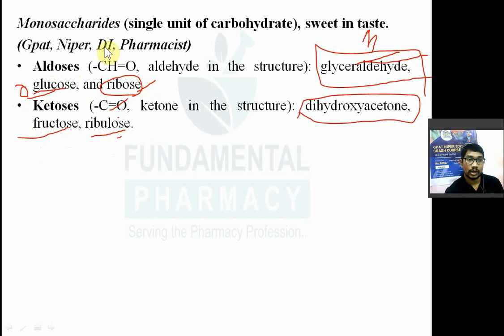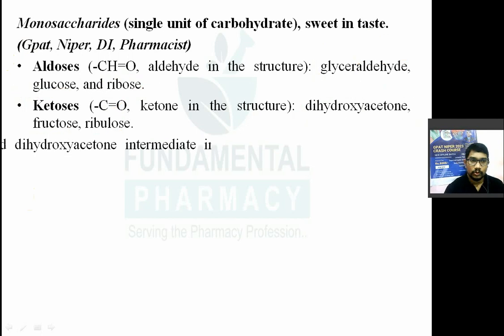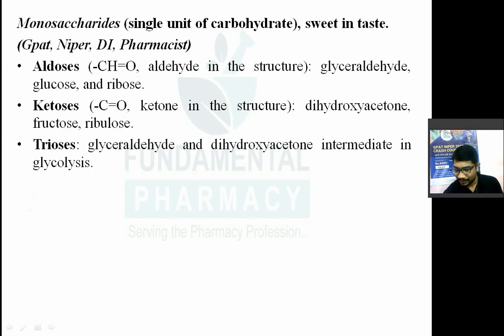So aldohexose is glucose, ketohexose is fructose. Aldotriose is glyceraldehyde and ketotriose is dihydroxyacetone. Aldotetrose is ribose, ketotetrose is ribulose, right? So monosaccharides are classified into another type.